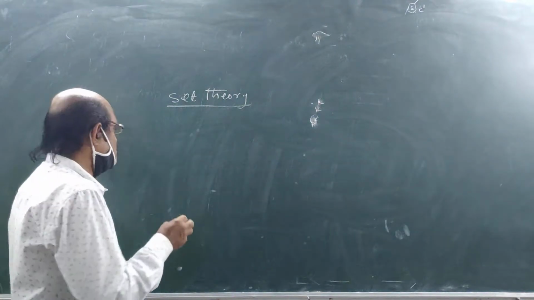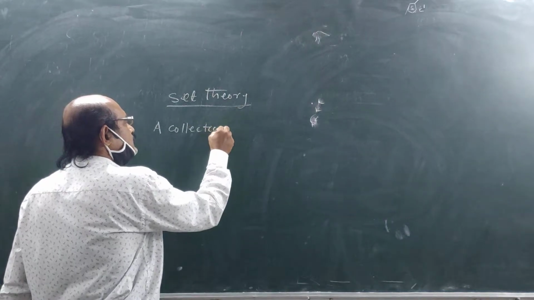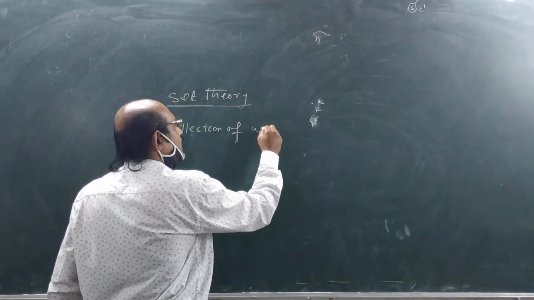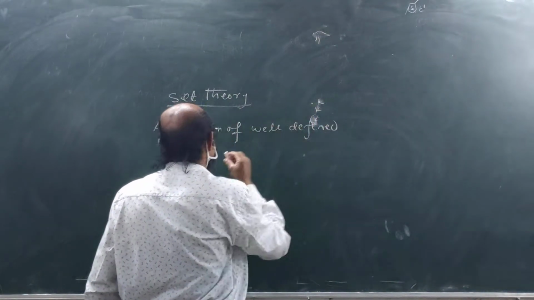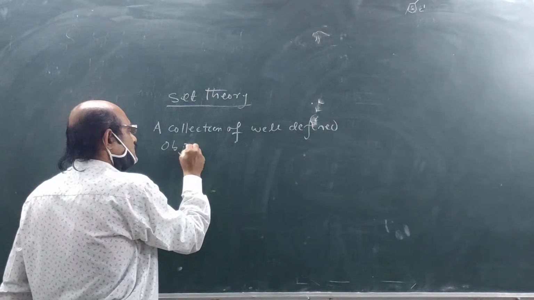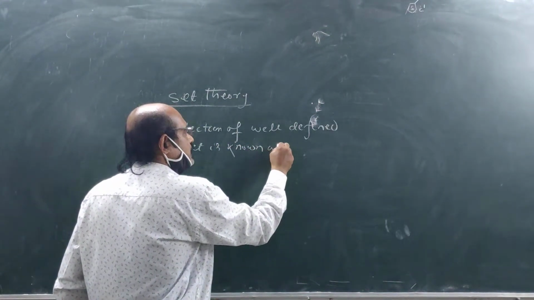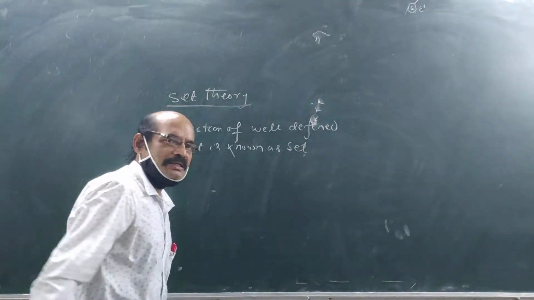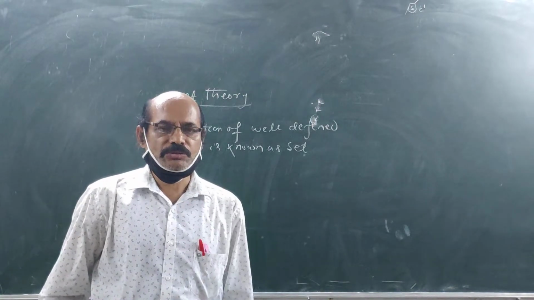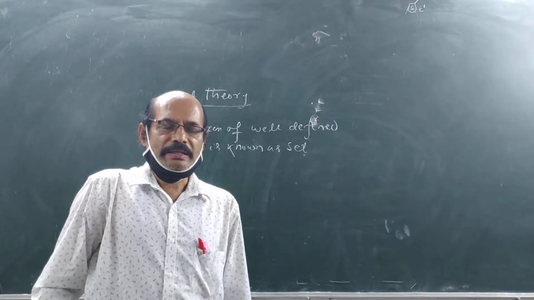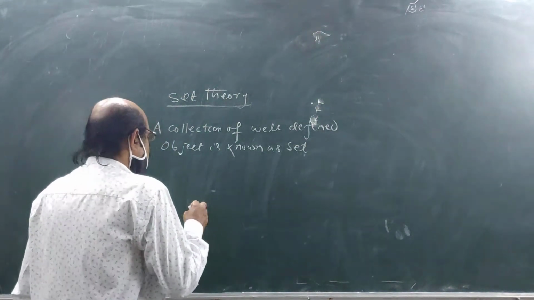The meaning of set is a collection of well-defined objects. Again I am repeating: the collection of well-defined objects is known as a set. So in your mind it may arise, what is the meaning of well-defined?